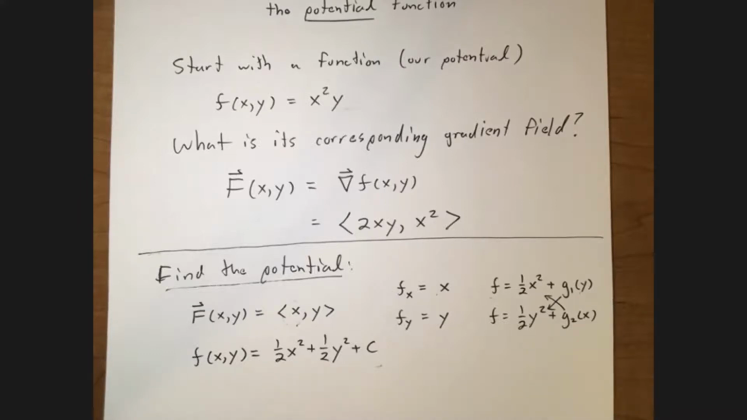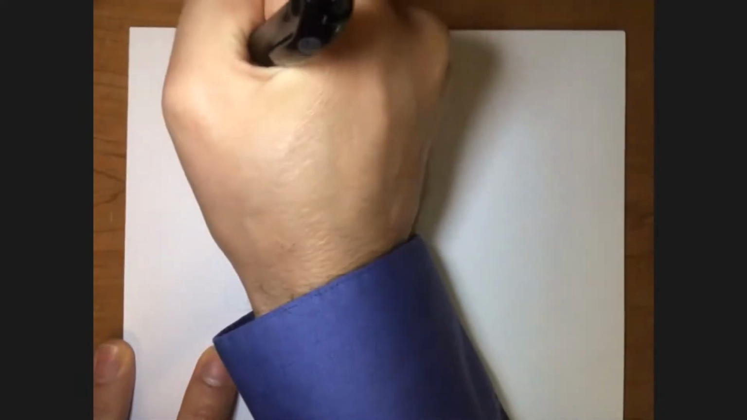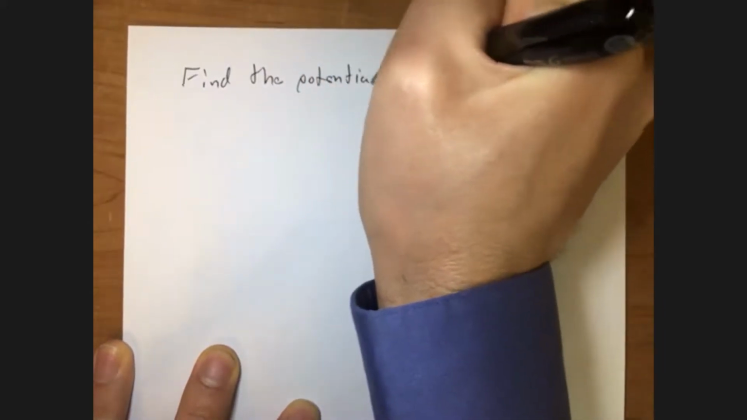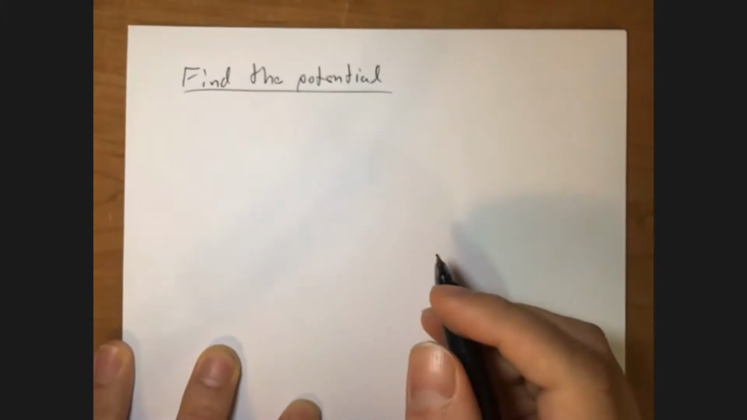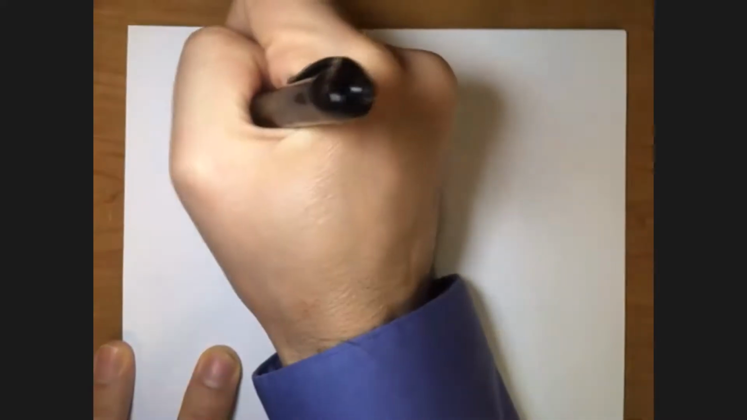Okay, let's look at another one. This will be the last example of the day. So we want to find the potential, with the same instructions. And I want to look at negative y comma x.